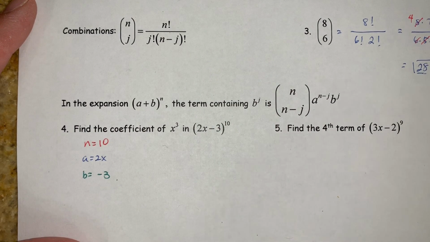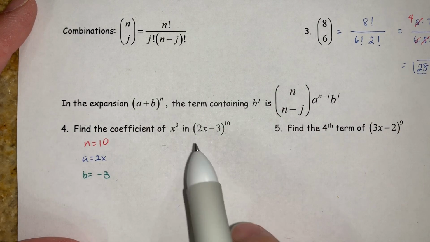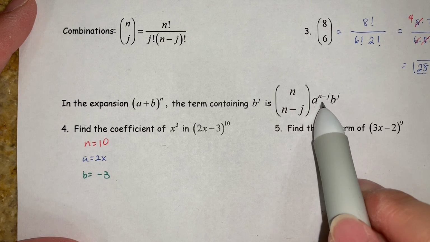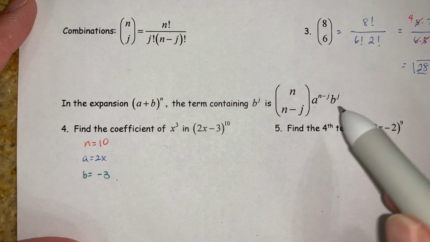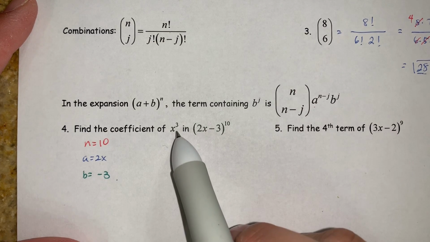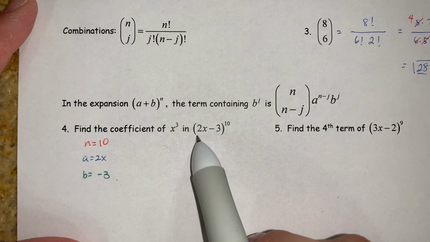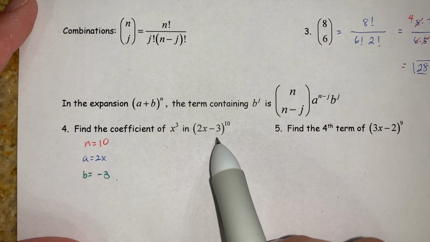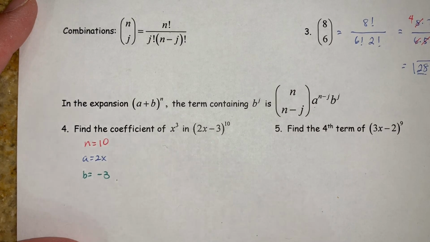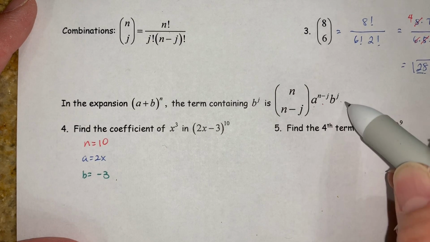Now the question is, which term am I looking at? X is the first term, so I want x to the 3rd. If x is to the 3rd, there's a trick that these two exponents should add up to the right total. So if I want x to the 3rd, that means the first term is to the 3rd power, the second term should be taken to the 7th power because 3 plus 7 needs to add up to 10. So these two numbers need to add up to n.